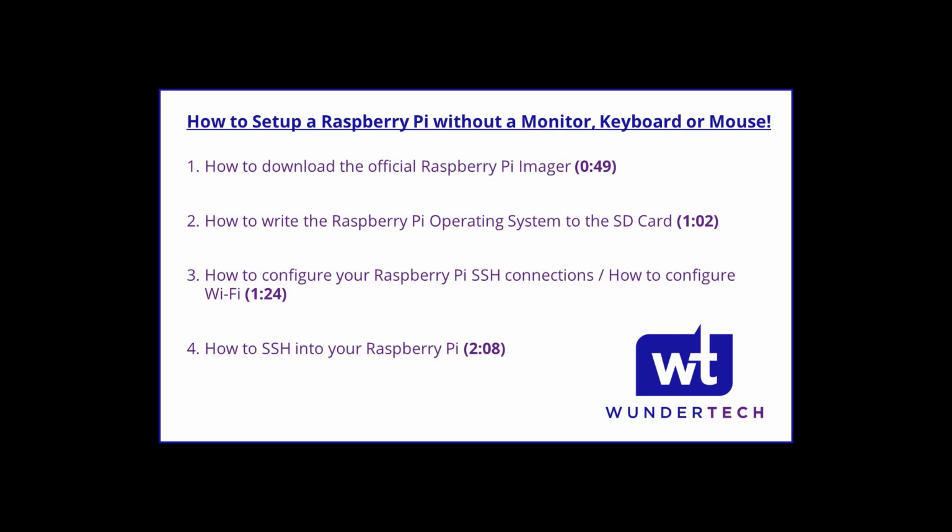The first is how to download the Raspberry Pi Imager from the official Raspberry Pi website. The second is how to write the Raspberry Pi operating system to the SD card. In the third section, we will take a look at how to configure your Raspberry Pi to accept SSH connections and set up your Wi-Fi connection details. The final section shows how to connect to your Raspberry Pi through SSH using PuTTY. PuTTY isn't required for this step, as you can use your favorite SSH tool if you'd like.